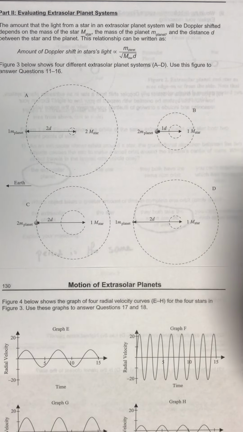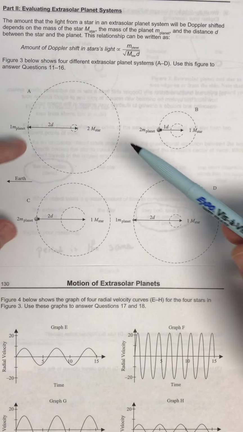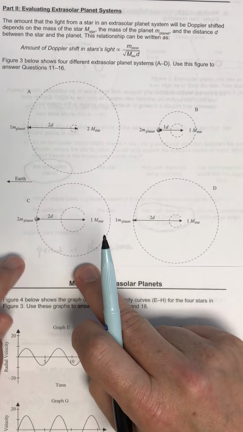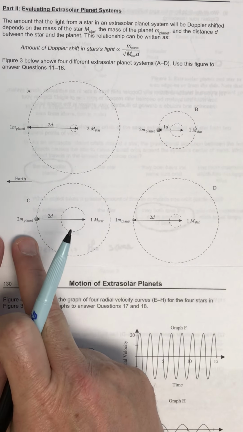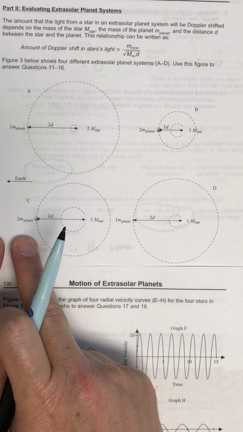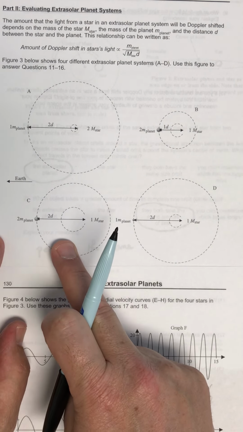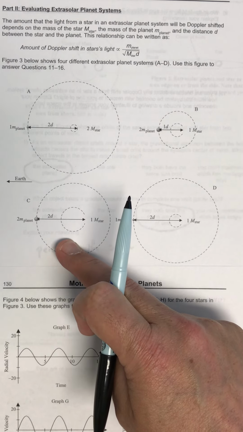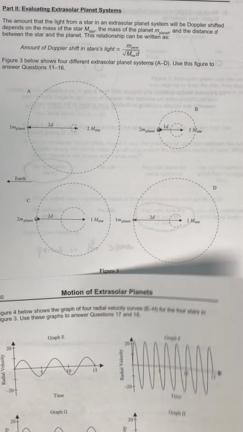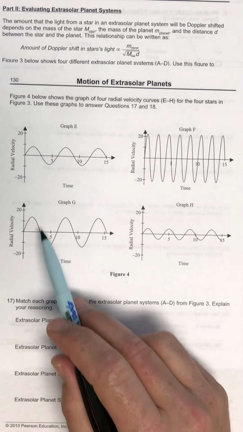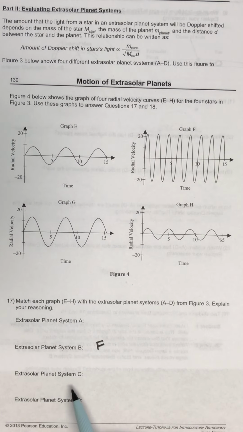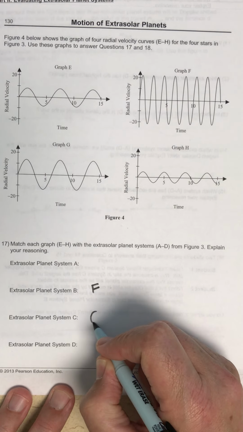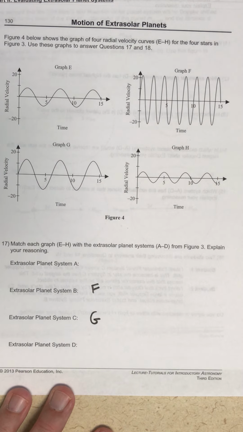The next strongest Doppler shift: they're all the same distance away, but in case C, I have the more massive planet. And this should be the one with the next highest amplitude of Doppler shift. So we go through and look at our graphs of Doppler shift. Extrasolar planet system C is going to correspond to graph G for the radial velocity curve.